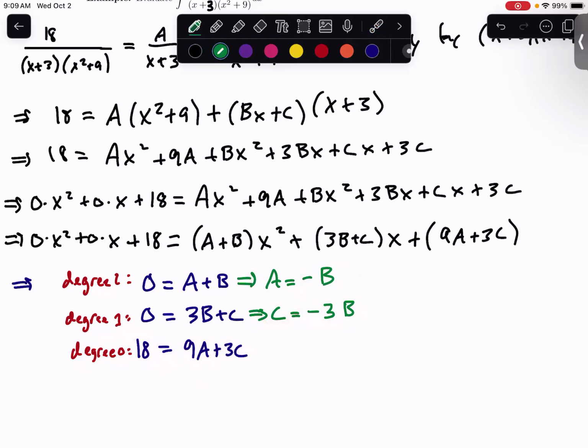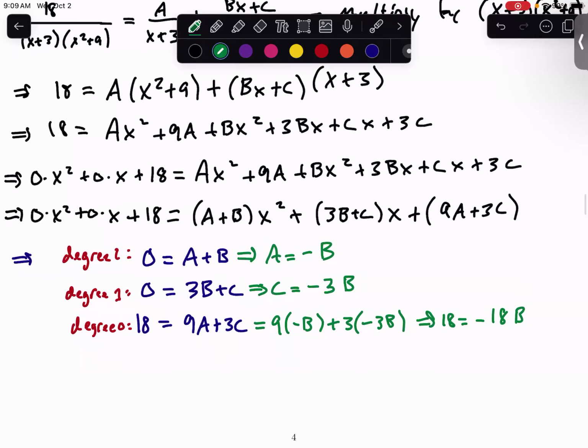So 9a plus 3c is really the same thing as having 9 times minus b, due to the fact that a is equal to minus b. And then this will be plus 3 times minus 3b. And so this is really telling us that we have that 18 is equal to minus 18 times b. And then if you divide both sides by minus 18, you'll get b is equal to -1.